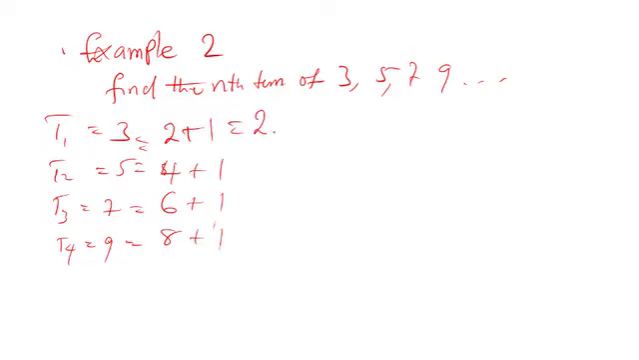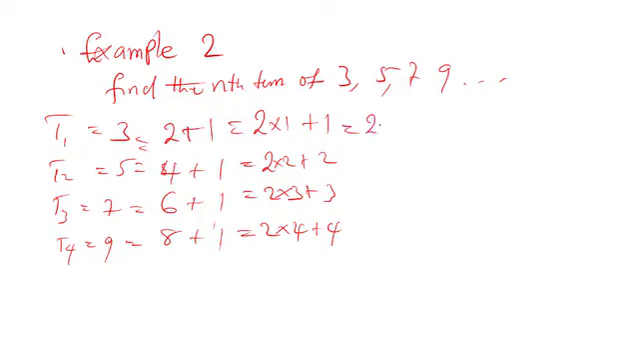So this is 2 times 1 plus 1. This is 2 times 2 plus 1. This is 2 times 3 plus 1. This is 2 times 4 plus 1. So with this, we proceed again. Since we have 2 times 1 in the first term, and in T2 we have 2 times 2, we can say it's 2n plus 1.